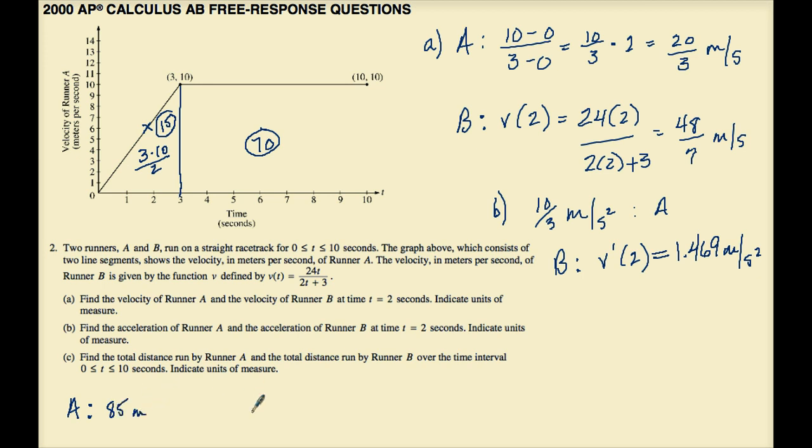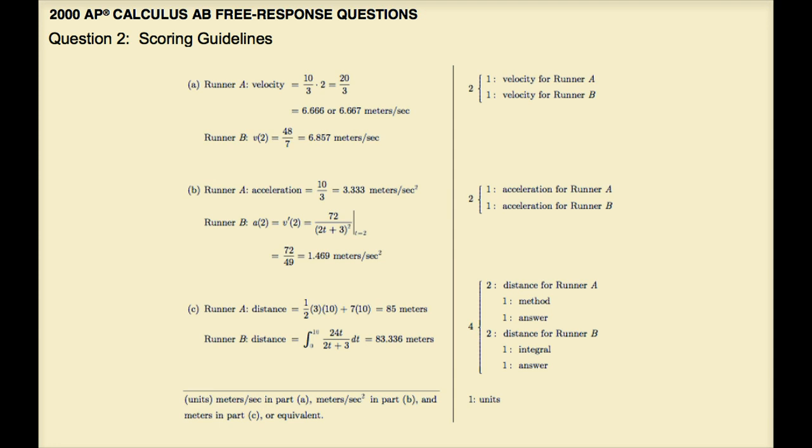For runner B, we can find the total distance traveled by integrating his velocity function from 0 to 10. That means we'll find the integral of 24t over 2t plus 3 dt from 0 to 10. Since this is on the calculator allowed section of the exam, use the integrate function in your calculator to evaluate this integral. The total distance run by runner B was 83.336 meters.